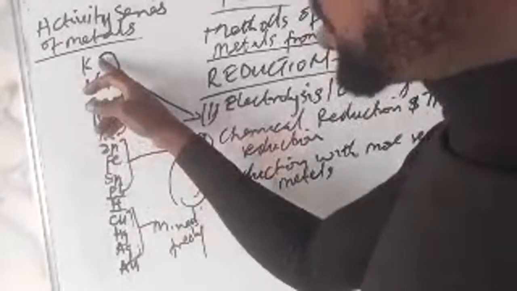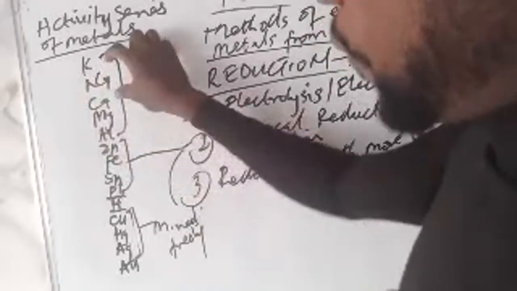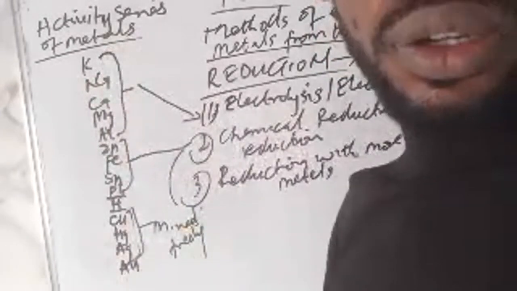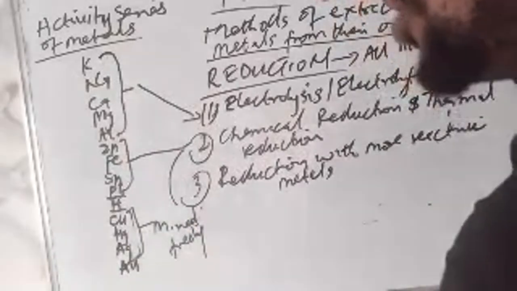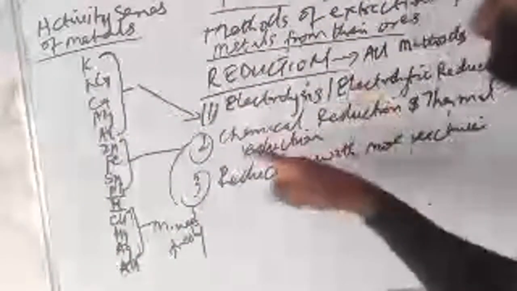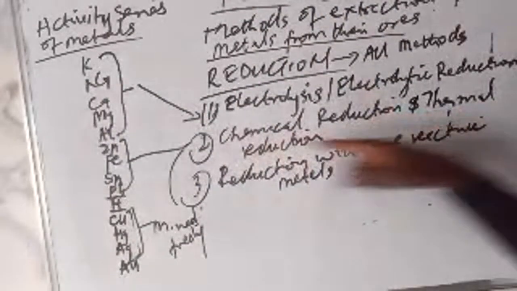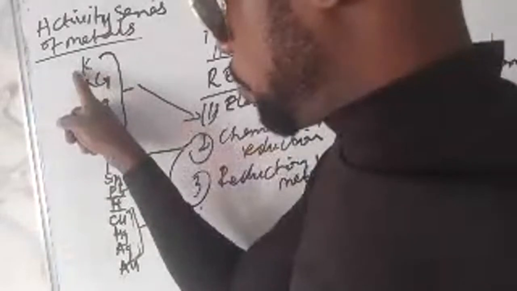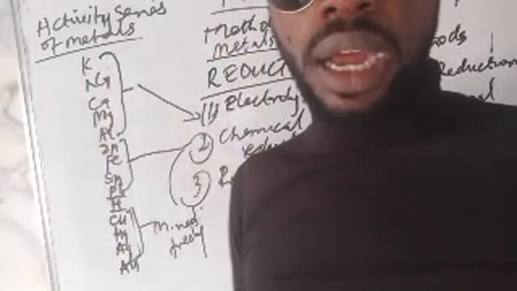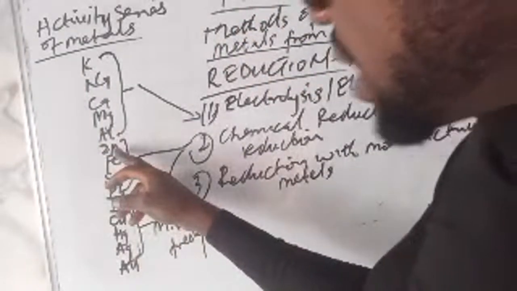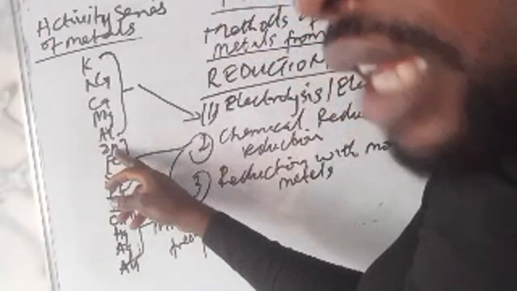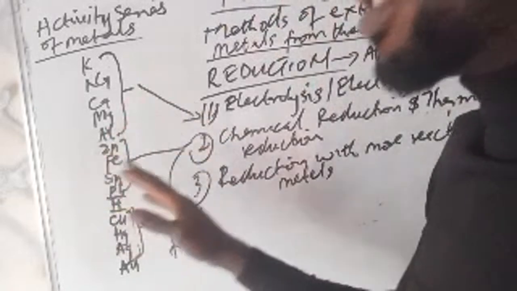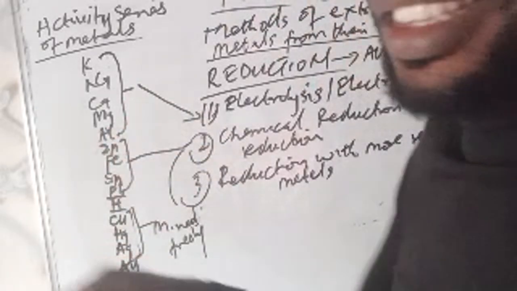Now, do you know the reason why these first five are only extracted by electrolysis? The reason is this: the only way for you to reduce their oxide is by electrolysis. There is no reducing agent on earth that will reduce the oxide of potassium, sodium, calcium, magnesium, aluminium to their respective metals. But if you react zinc oxide with carbon or coke, it will automatically give you zinc under high temperature, of course, that is the smelting process.